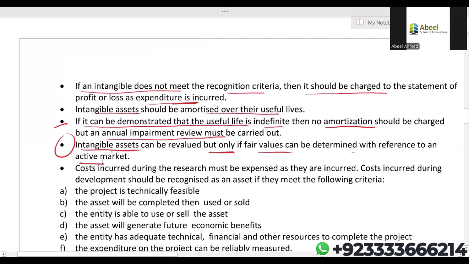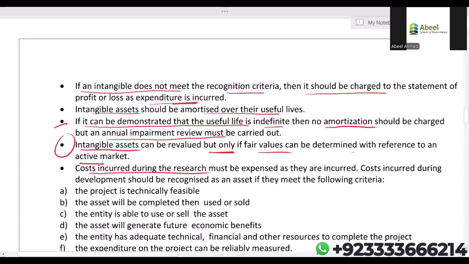Now try to understand. According to IAS 38, majority of the intangible assets of the company, they do not have the active market. That is why the more suitable model for them is cost model rather than the revaluation model.